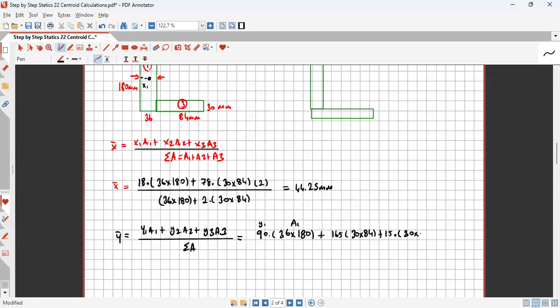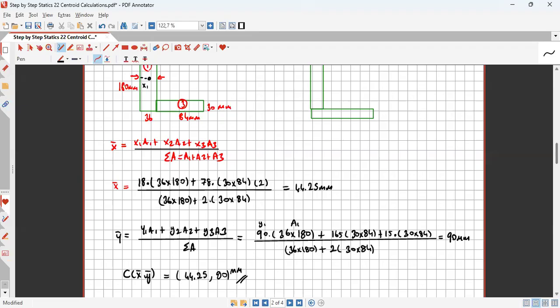15 times 30 times 84 over total area, by which we mean 36 times 180 plus 2 times 30 times 84. And then it equals 90 millimeters. To conclude, we found our x and y coordinates of centroids are 44.25 millimeters and 90 millimeters here.